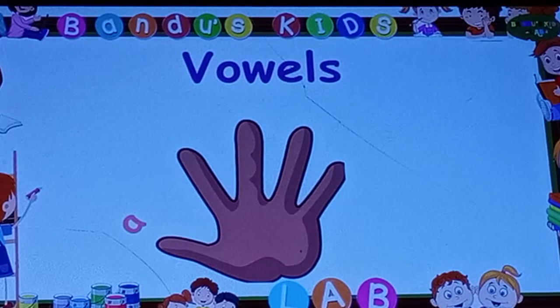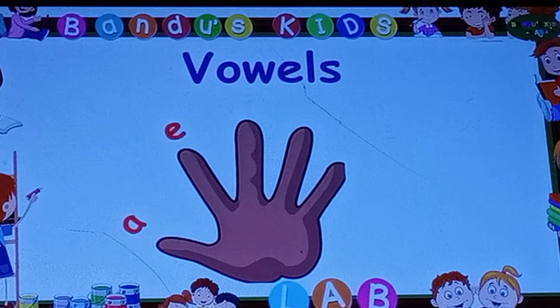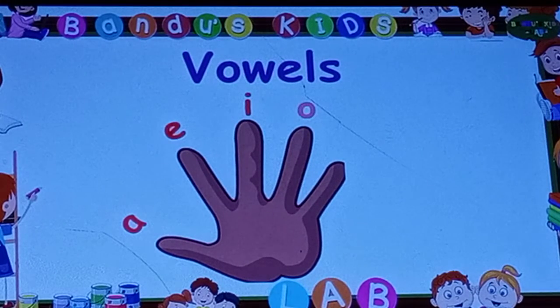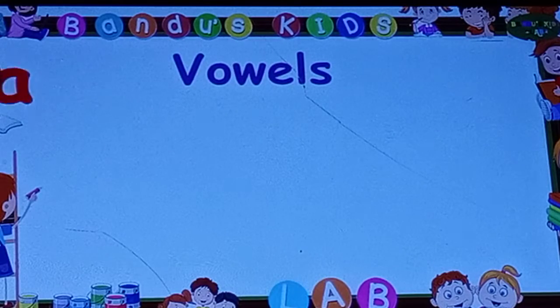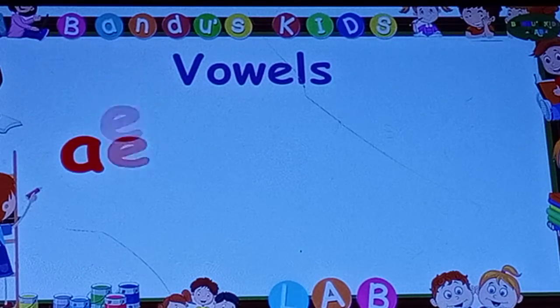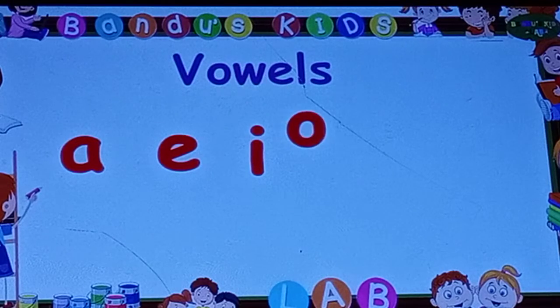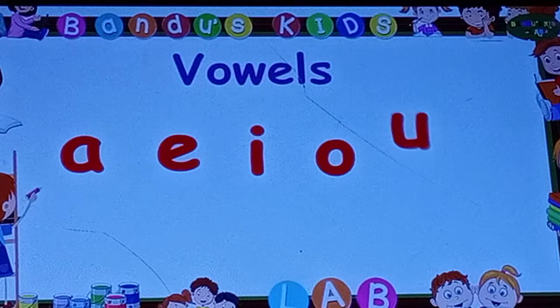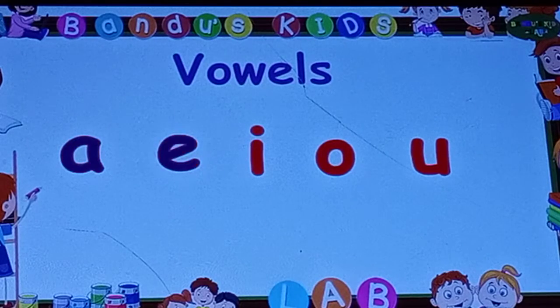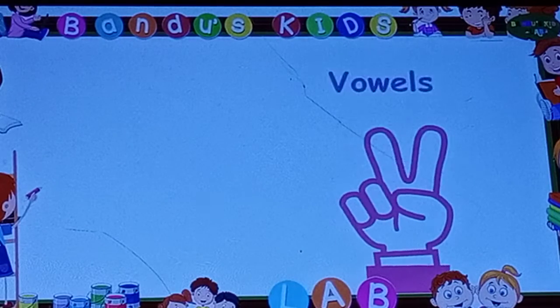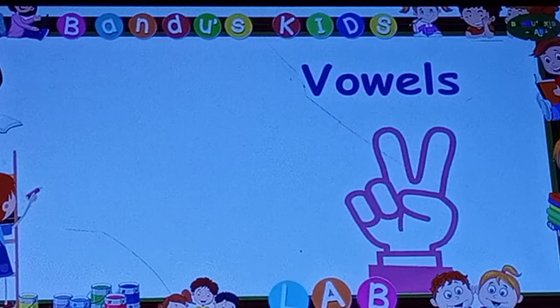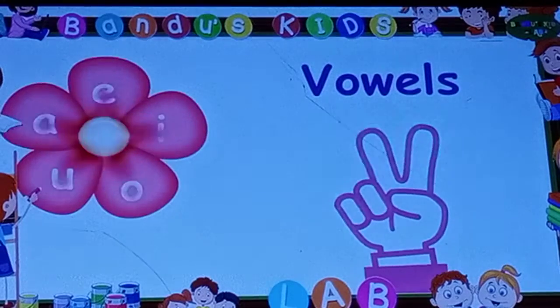A, E, I, O, U. Let's repeat one more time. A, E, I, O, U. Children, each vowel has two sounds, a long sound and a short sound.